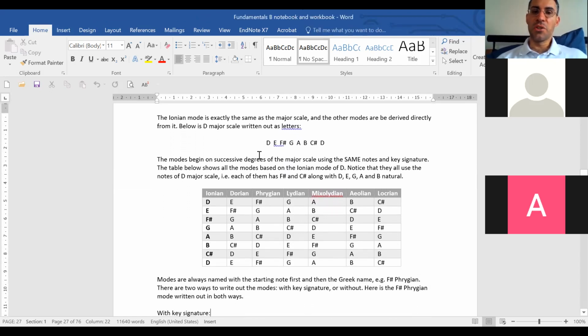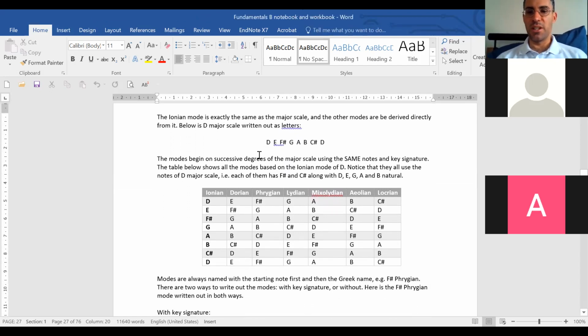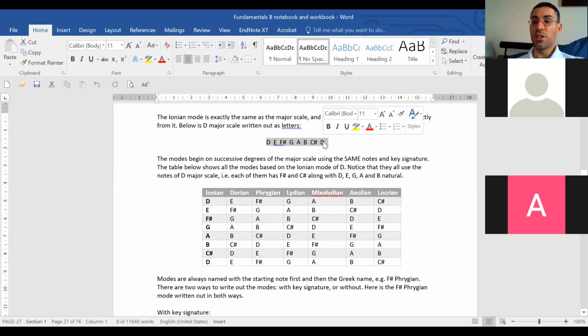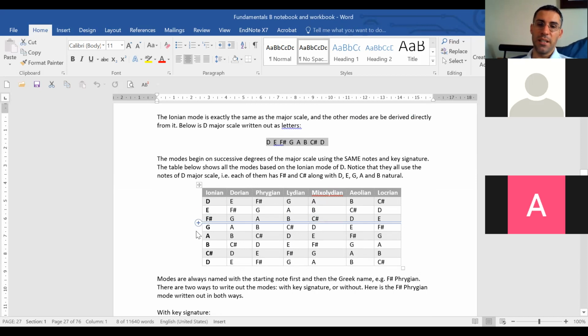So as I've said, the Ionian mode is the same as the major scale. If we take D major scale as an example, and you'll see that I've written it out here, D major scale has got 2 sharps, F and C. And here it is: D, E, F sharp, G, A, B, C sharp, D. That's the D major scale. So if you look at this table here, there is the Ionian mode.